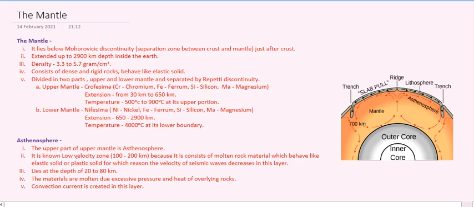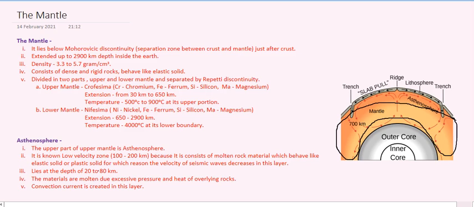Now next we have one more topic, that is asthenosphere. What is asthenosphere? The upper part of the upper mantle is known as asthenosphere. We can see here in the picture, this whole area is asthenosphere. Here the viscous materials are floating or moving here and there with the help of thermal convection currents.